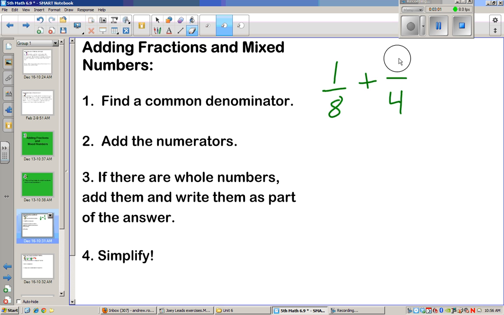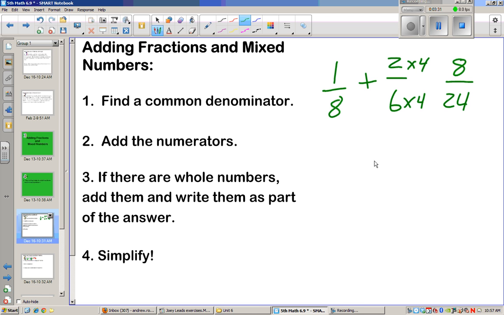All right, let's step up the difficulty again. We'll change this fraction here to 2/6 instead of 2/4. Step 1, find a common denominator. Well, I can't change 6 into 8, and I can't change 8 into 6, so I'm going to have to change them both. And I know that both of these can be changed into 24. 6 times 4 is 24, and 2 times 4 will then be 8/24. So I can change that.